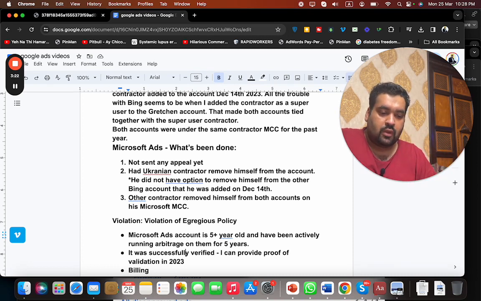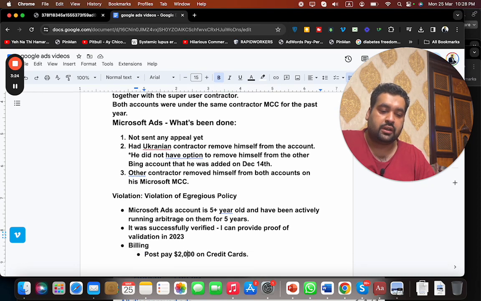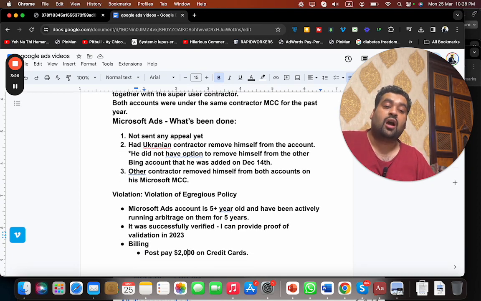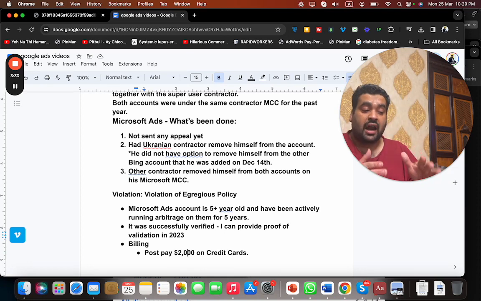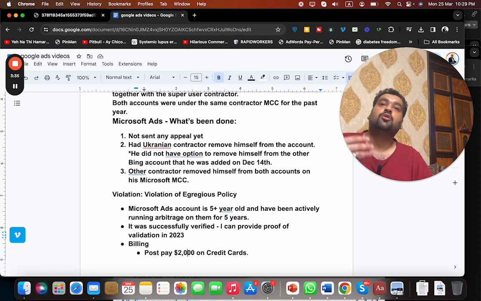The account has billing verified. They had added almost $2,000 by credit card as an advance payment on the account. That was another thing, as scammers usually do not add such an amount to the account. So the account was legit, the client was legit, and the website was legit. There was nothing which could have landed a serious violation such as this.